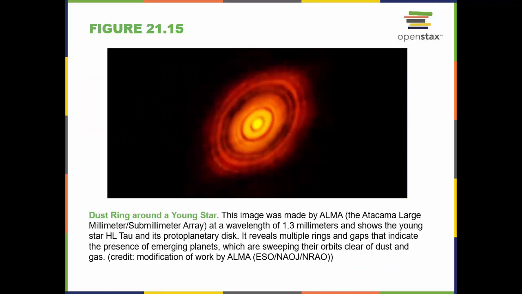So if we look at these dust rings around the young star, this image was taken by ALMA, at a wavelength of about 1.3 millimeters, and it shows the young star and its protoplanetary disks. And you can see that there are multiple rings like we've seen before, and the gaps indicate the presence of emerging planets. As these planets sweep through the dust, they pick up the dust and sweep the area clear of it.